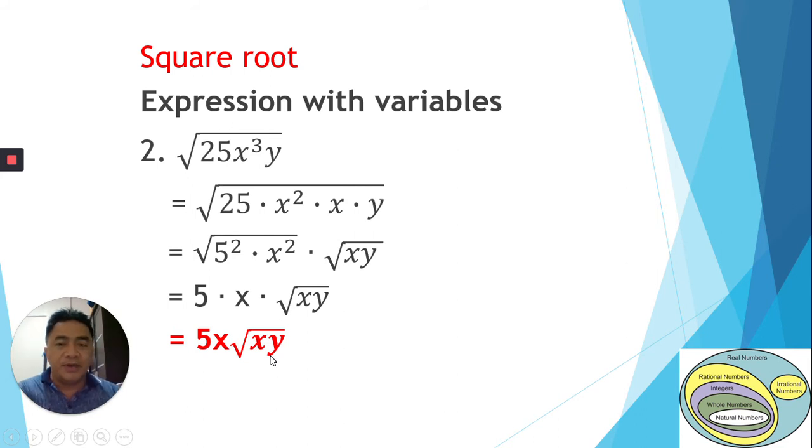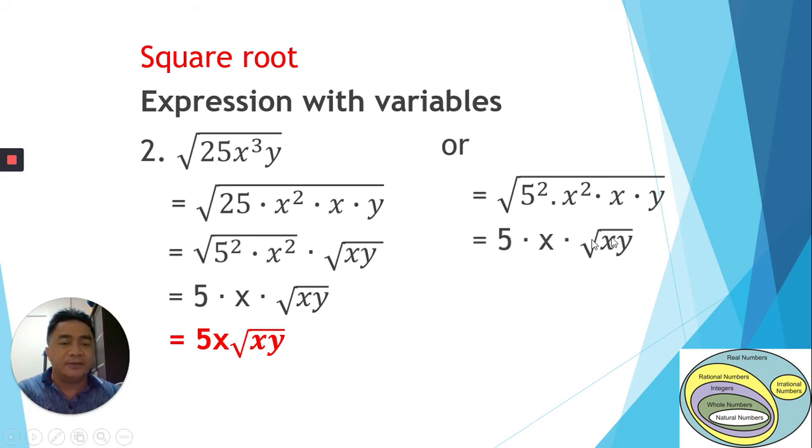Now, next example, the other way. If we combine this in one, just like this, 5 power 2, then x power 2 times x times y, then we extract this out. This one is out, but x and y will stay inside. So you have 5x times the square root of x and y, the same as this one. Only for this one, we did not have another radical sign, but we put them all together in one radical sign only.